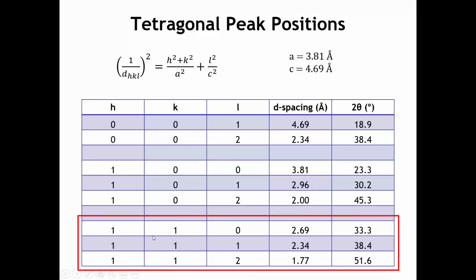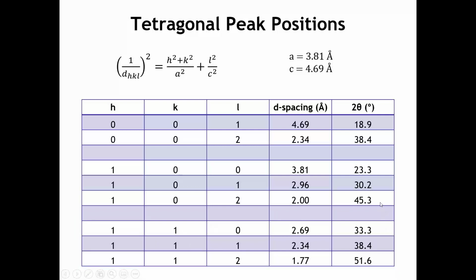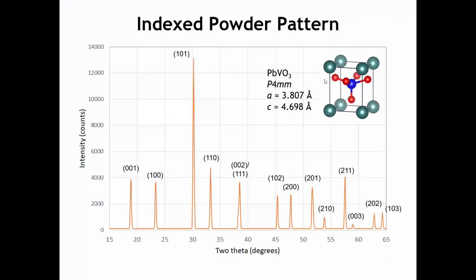Here I'm doing the same thing for the peaks where h and k are 1. If we look at the 2 theta values of these peaks, we would see that all of them are in our powder diffraction pattern. So if we calculate where all of the peaks would be using this formula and these lattice parameters, then we can come up with an indexing for all of the peaks that we see in the powder diffraction pattern. So this is indeed a tetragonal cell.